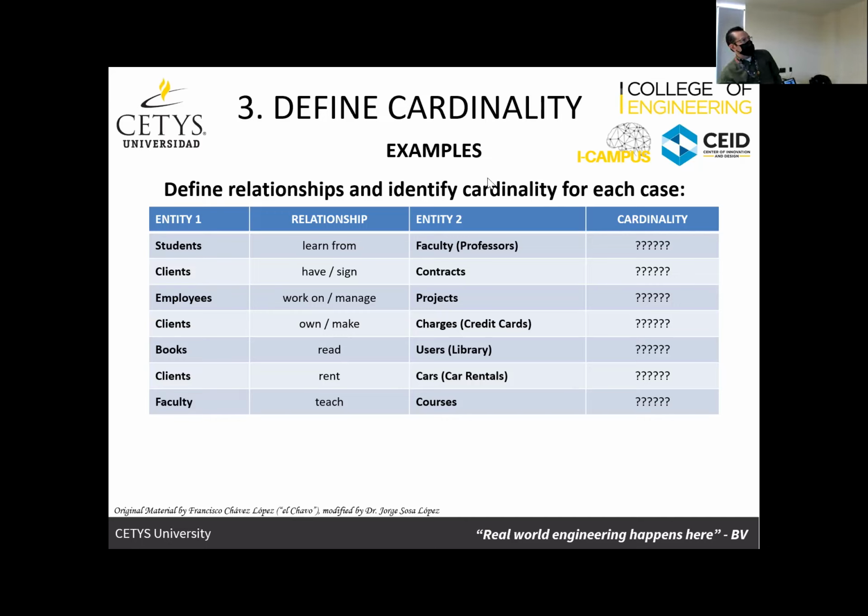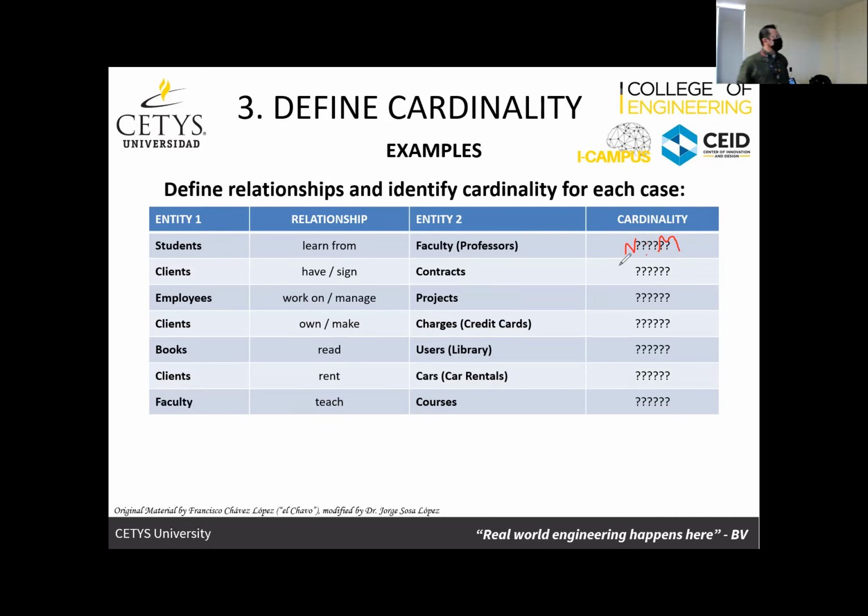And I believe we had already done the first one. Students learn from faculty. So we had said that this was an N to M relationship, because many students can learn from many faculty. Many faculty can teach many students.